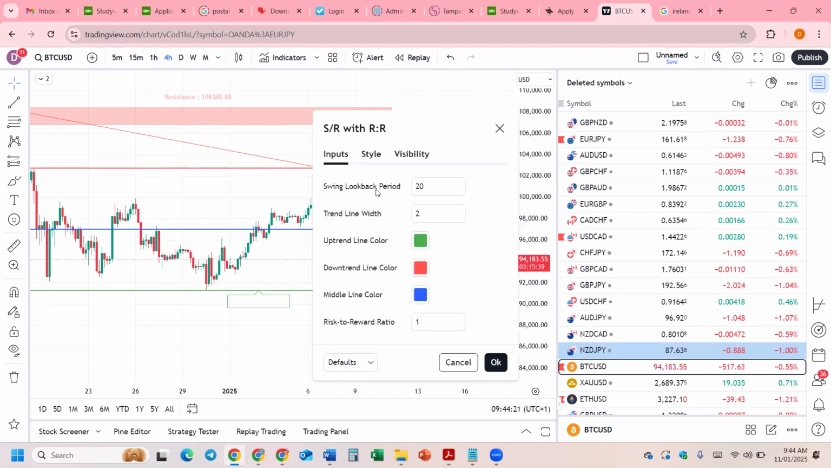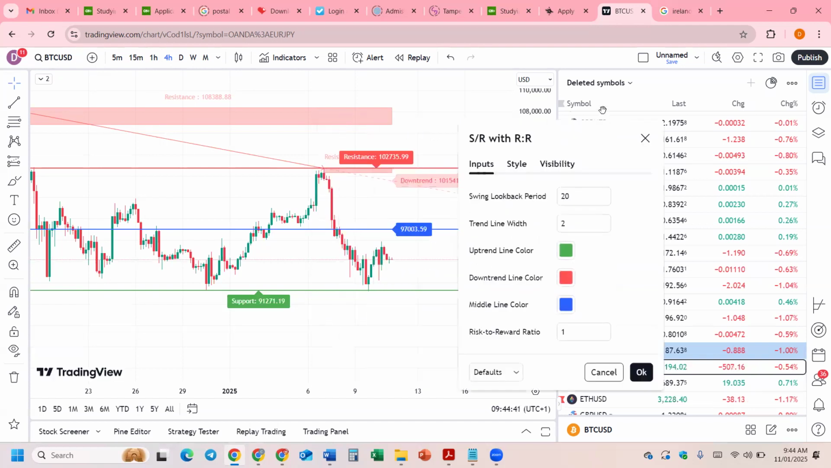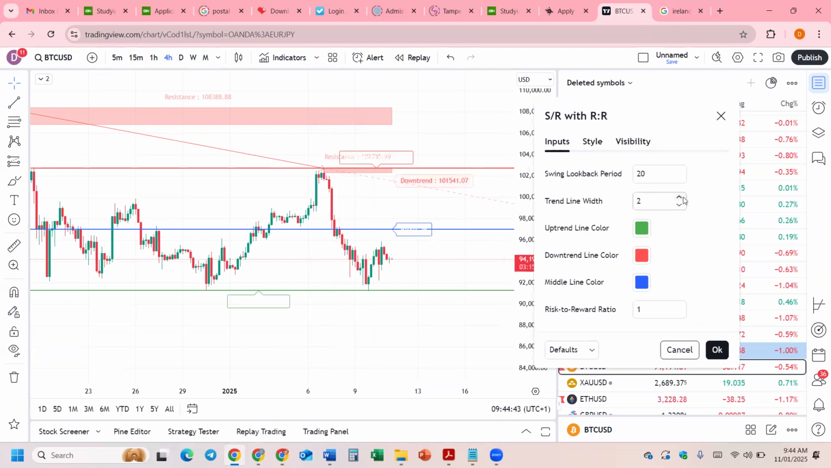So let's go back to the script. You can see support and resistance with RR, which is risk to reward ratio. I like using a look back period of 20, but you can adjust your look back period to whatever levels you want. The support and resistance are based on trend, so you can also increase the trend line width of the support and resistance.